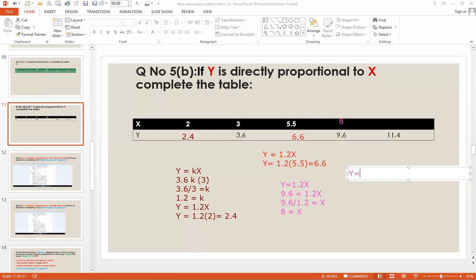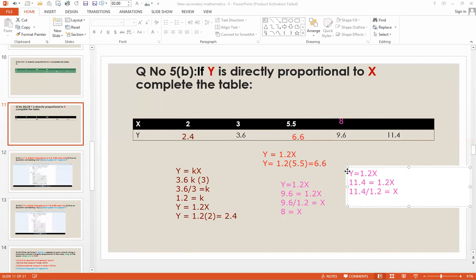So y is equal to 1.2x, and next, what is the value of y? That is given in the question, that is 11.4, and it is equal to 1.2x. Simply the same method we have to do. 11.4 divided by 1.2, and that is equal to x. And finally, we have to get the value of x by dividing. These two things we have to divide.